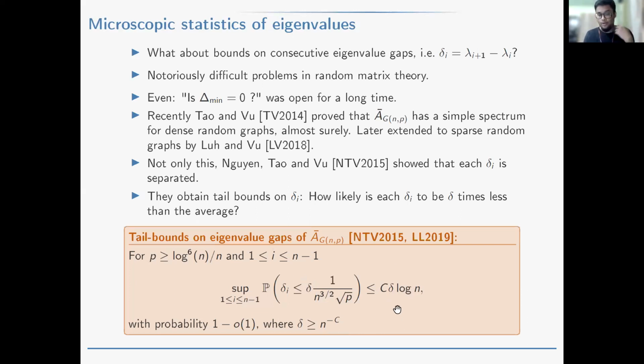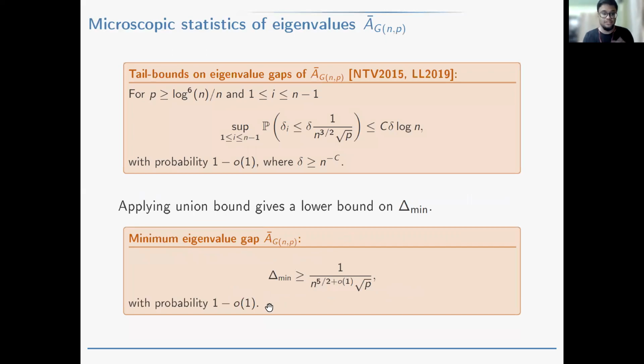Okay, so what this does is, as soon as you get the supremum of these probabilities, you can just apply a union bound very trivially. Just very straightforward, applying the union bound gives you information about a lower bound on the minimum eigenvalue gap, right? So the minimum of all eigenvalue gaps you can show is lower bounded by n to the -5/2 plus small o(1) over square root of p. Once you get this, it's easy to obtain, right?